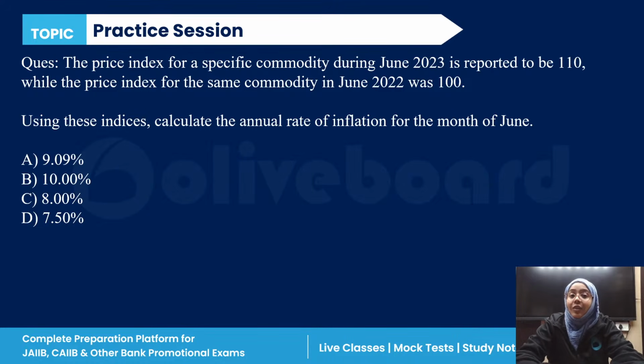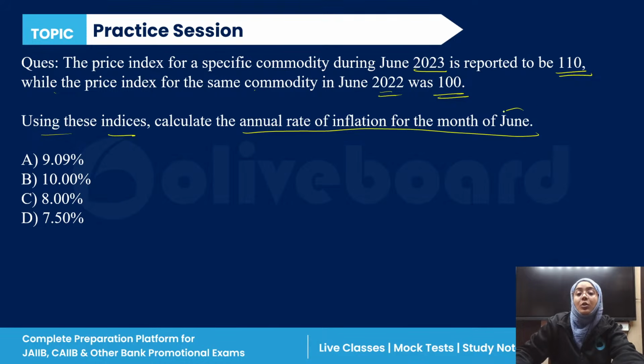The price index of a specific commodity during June 2023 is reported to be 110, while the price index for the same commodity in June 2022 was 100. Using the indices, calculate the annual rate of inflation for the month of June. It's very easy. Annual rate of inflation you have to calculate. It's so easy, everyone. Please answer this question.